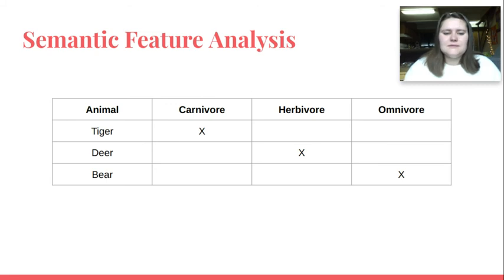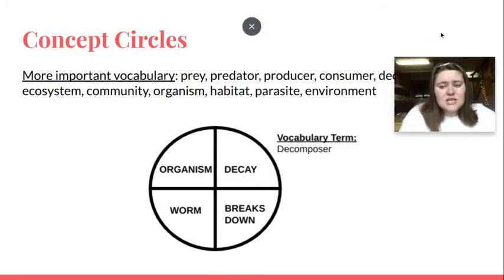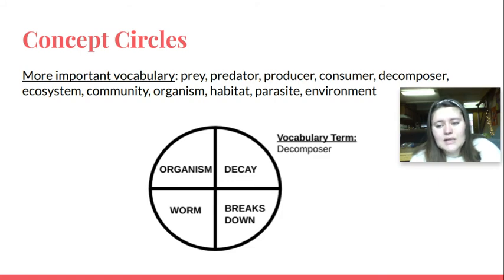So my last activity that I'm going to do, and I think it's a really good assessment to see if they are getting the vocabulary, is concept circles. With this, I'm going to discuss the other vocabulary from the section, which is going to be prey, predator, producer, consumer, decomposer, ecosystem, community, organism, habitat, parasite, and environment. And if you can see down below my concept circle, I made this one and I put 4 key terms in there. I put organism, decay, worm, breaks down, and the vocabulary term that all of those key words and phrases have in common is decomposer.